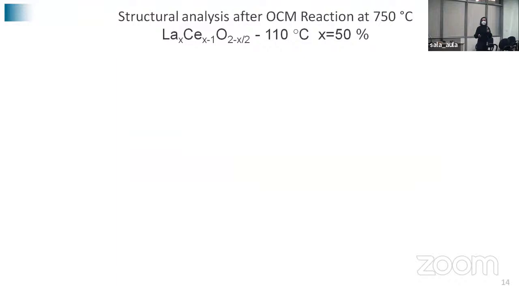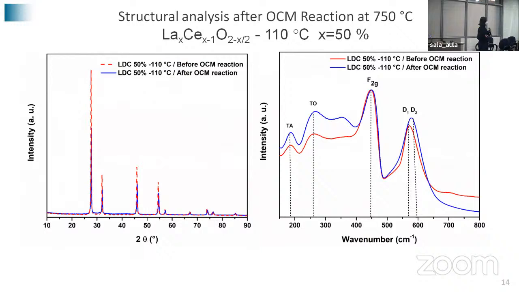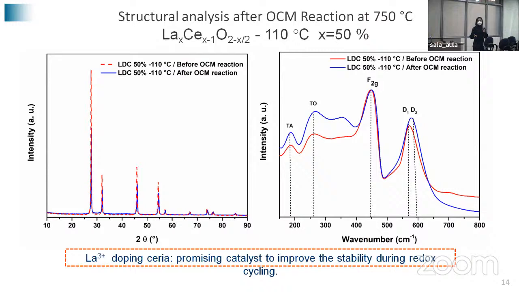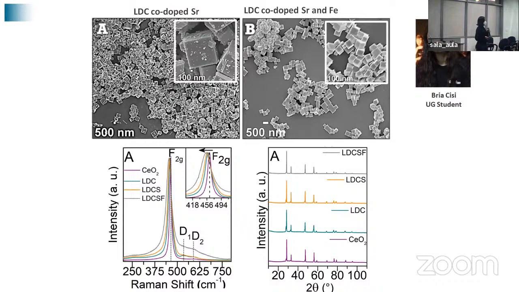Another important result in catalysis, and in all heterogeneous catalysis reactions, is to see if the catalyst will maintain the microstructure and the vacancies after 20 hours of reaction at 750 degrees. As we can see here from the XRD and the Raman, we didn't have a considerable change for these catalysts. This is evidence that these catalysts could be promising for this reaction because they are very stable. We still want to improve the selectivity and the activity of the OCM reaction, so we are still looking for new catalysts.